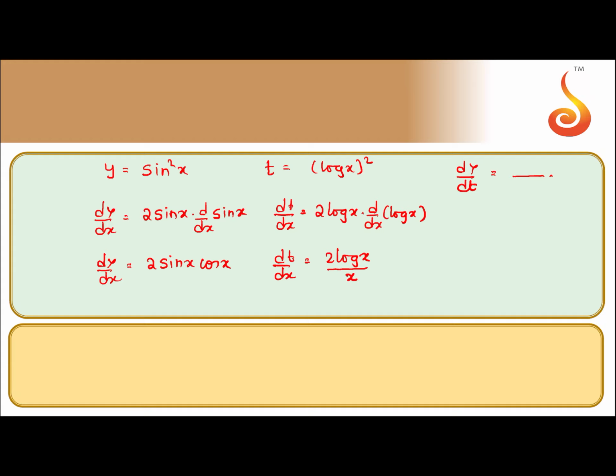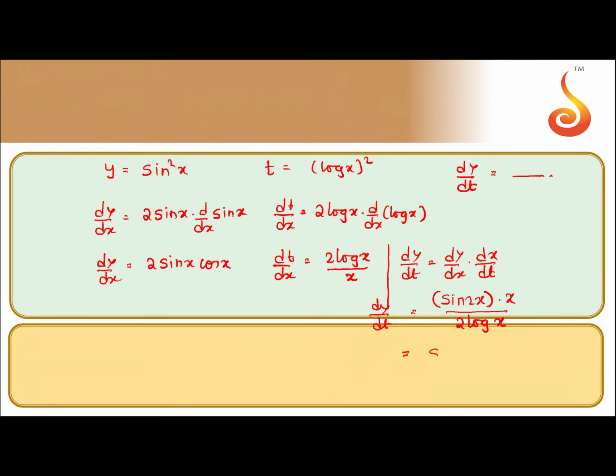Now what we require? We require dy by dt. So dy by dt is equal to dy by dx into dx by dt. Mathematically dx cancels, we say, but dy by dx into dx by dt. What is dy by dx we got? We can write as sin 2x, and the reciprocal of it, dx by dt, will give you x by 2 log x. This is equal to dy by dt.